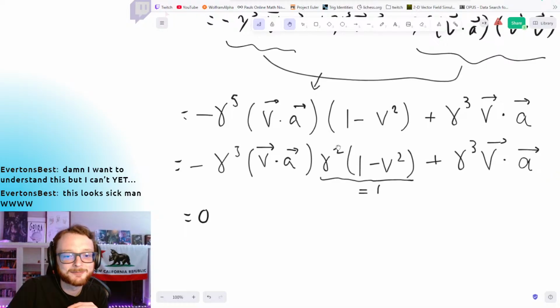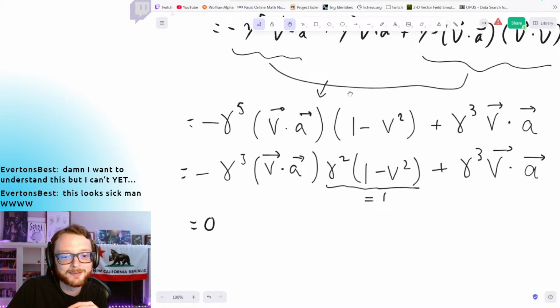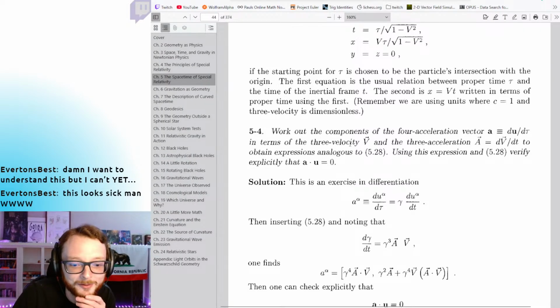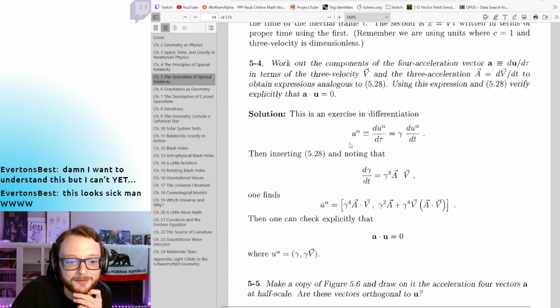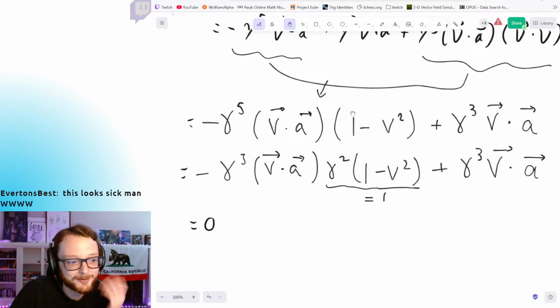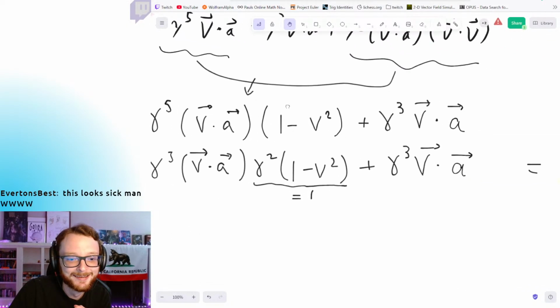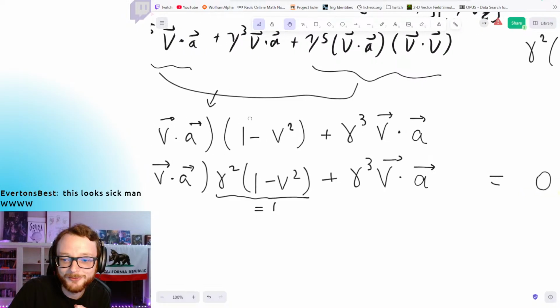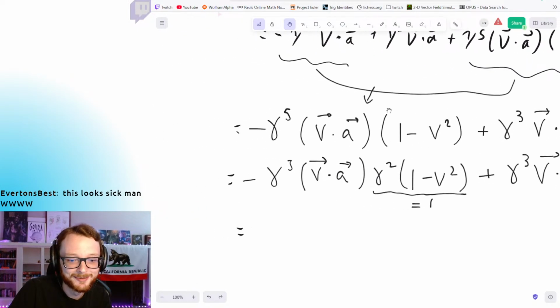I think those steps are legit. We can see what the solution says, but that looks right to me. Oh, well, they don't say. It just says one can check it explicitly, and they don't actually say how. But for what it's worth, I believe this, so that's good enough for me at least.